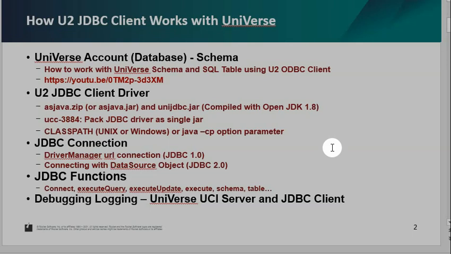Second, talking about the U2 JDBC client driver. Normally when you install the U2 client, you will get the JDBC driver. Right now, the JDBC driver is two files. One is called the sjob.zip file, and the other is called unijdbc.jar. Sometimes a system allows only jar files, so you can rename sjob.zip to become sjob.jar. In the next release, we will combine these into one single JDBC jar file.